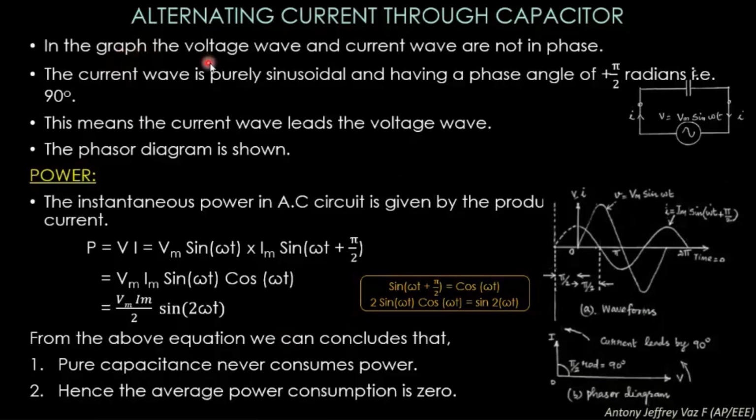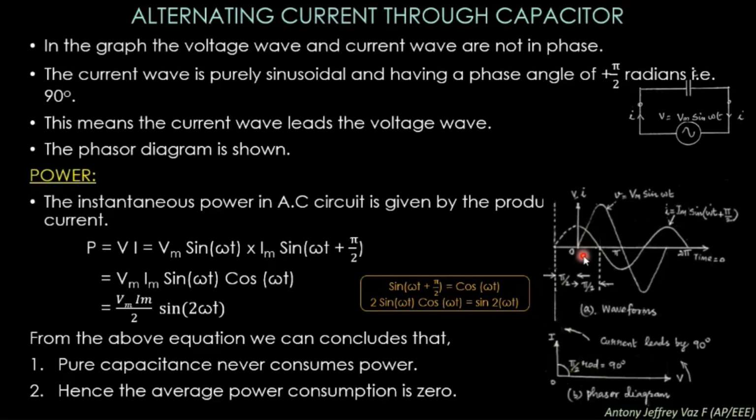In the graph, the voltage wave and the current wave are not in phase. The current wave is purely sinusoidal and hence has a phase angle of plus 90 degree or plus pi by 2 radians, that is a 90 degree phase shift. This means that the current wave leads the voltage wave.